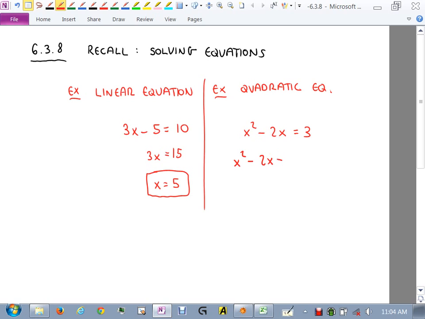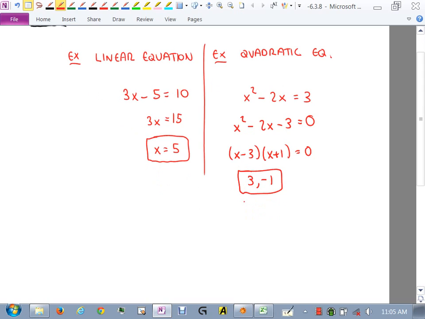Okay, so I would move everything over. Factor. This one factors. And you get 3 and negative 1. Right? All right, and then I can keep going through the different types of equations that we should know how to solve in this class.